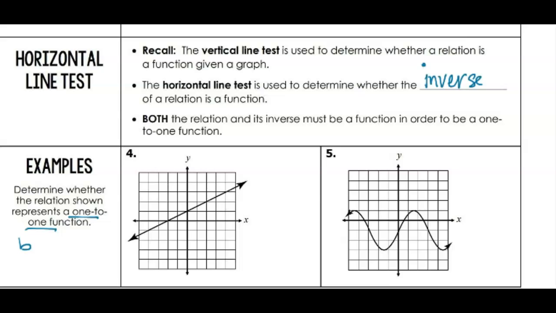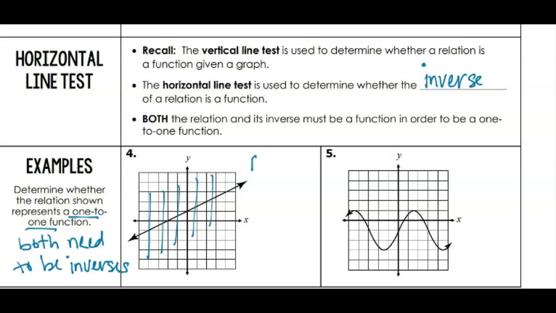So let's take a couple of examples here. We're going to look at these two graphs, and we want to know, are these graphs one-to-one? That means, again, that they both need to be functions. The inverse needs to be a function, and the original graph needs to be a function as well.